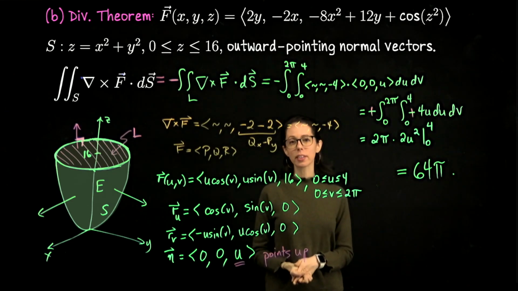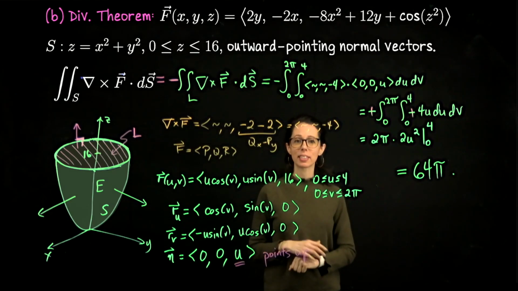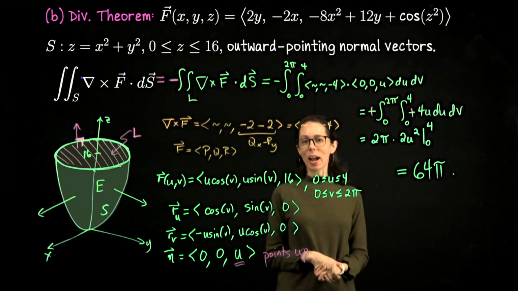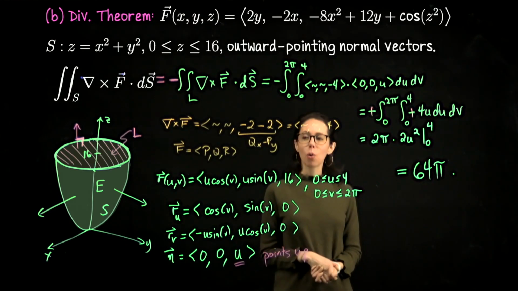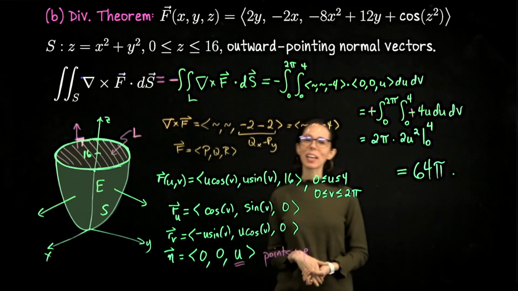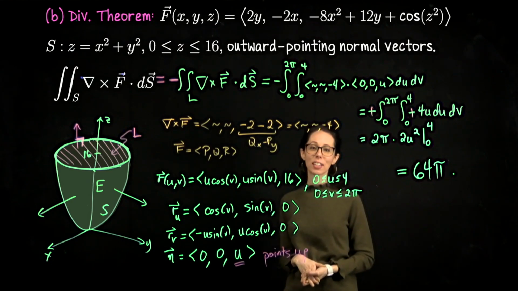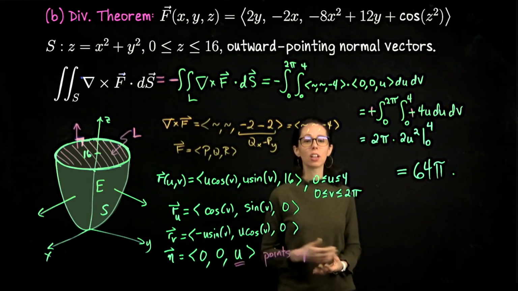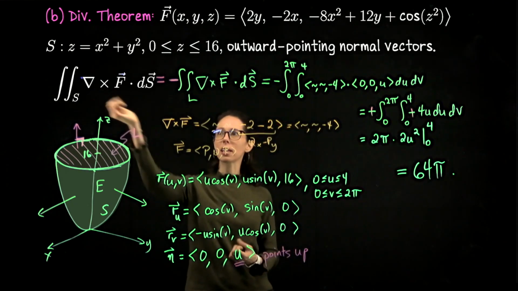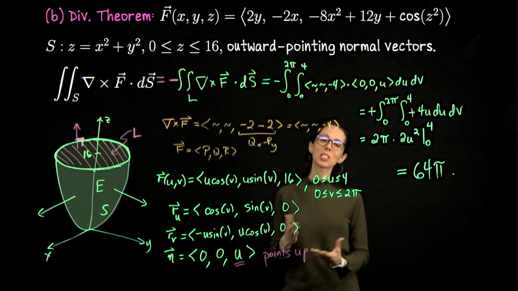Whether we use Stokes theorem or divergence theorem, we got to 64 pi. I think Stokes theorem was probably the more natural approach for this problem. With divergence theorem, there was the extra step of adding in this lid. But I liked the divergence theorem just because it gave us a chance to see that the divergence of a curl is 0. So there was kind of a neat way to compute this flux integral by doing a different flux integral. And I just wanted to bring that up.